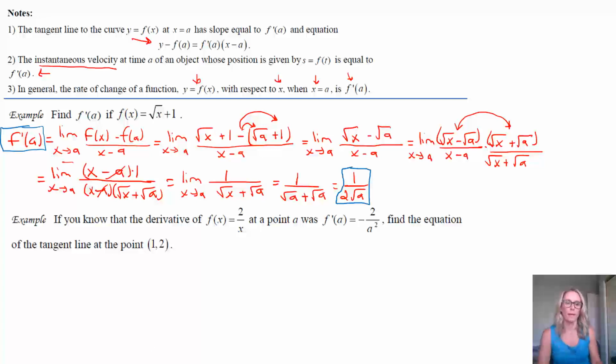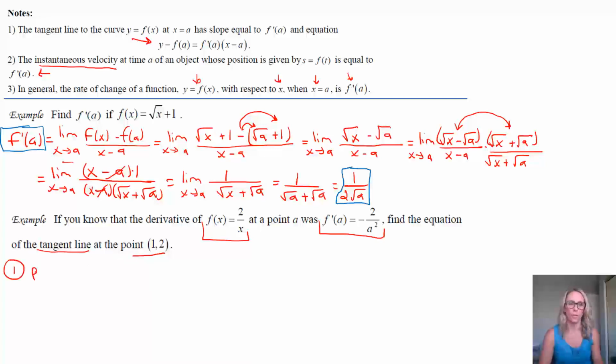Okay, last example here. If you know that the derivative of a function at a point a was this, so hey, you don't even have to do the work. We already have the derivative at a. It was done for us. Find the equation of the tangent line at the point (1, 2). So we just want the tangent line here.